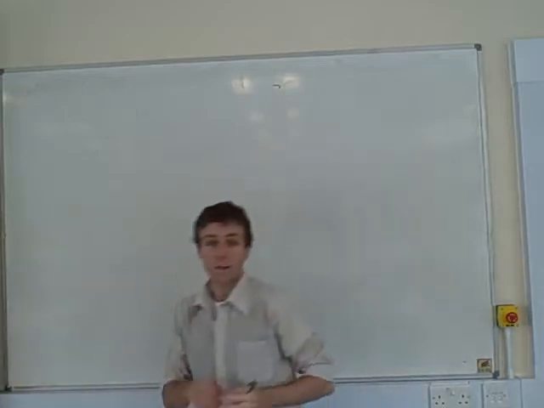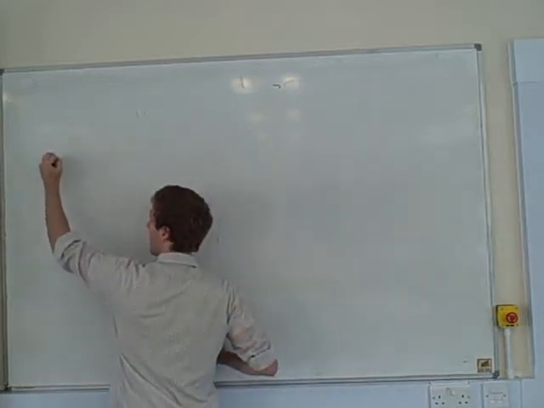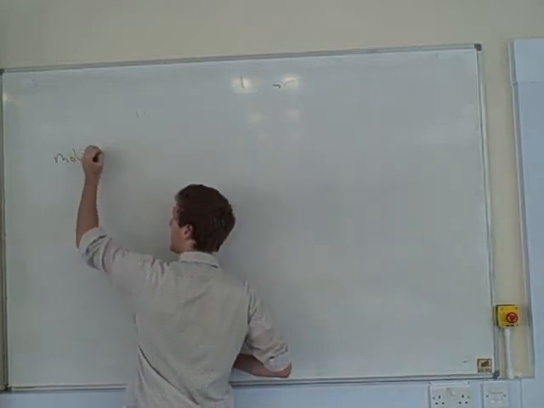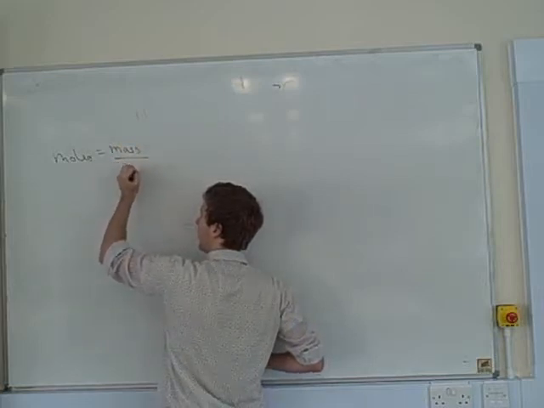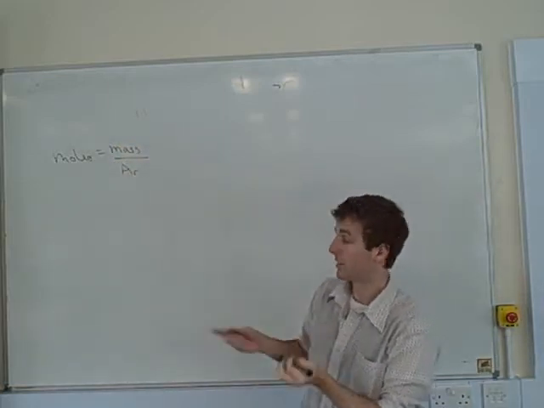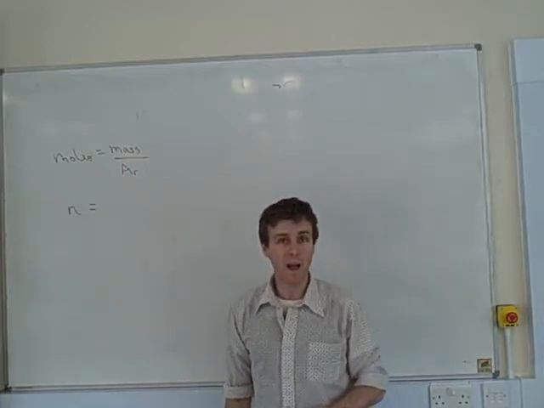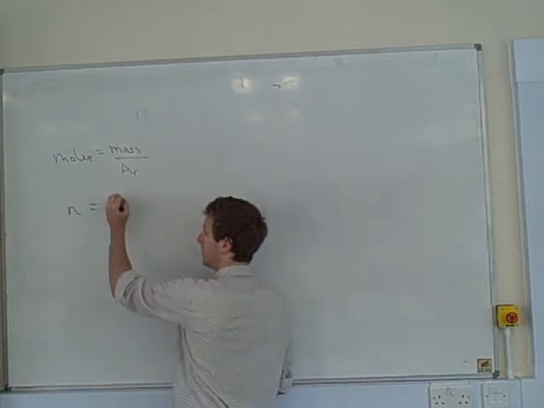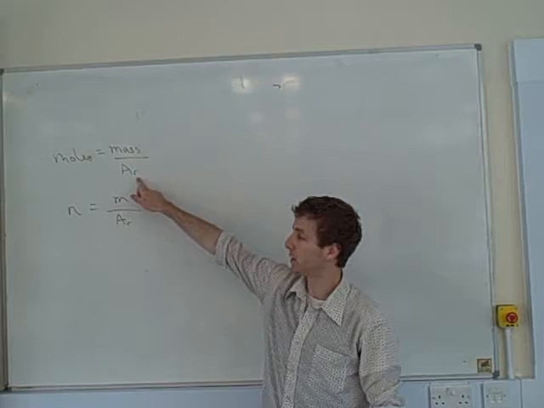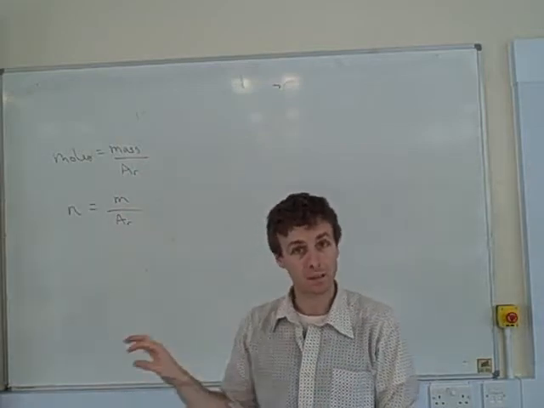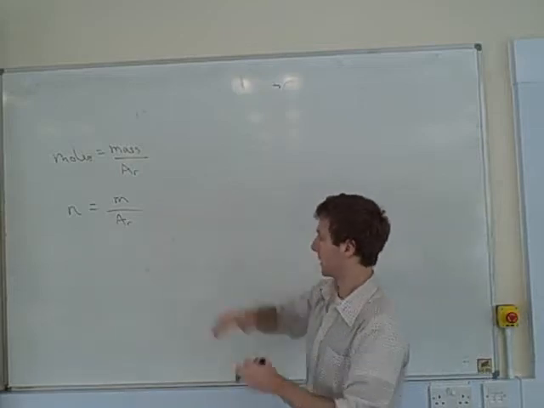Okay, so there are 3 main equations you need to know for chemistry, and they are moles equals mass over Ar. The symbol for moles is just n, the symbol for mass is m, and Ar just has a symbol Ar. Ar is the relative atomic mass. It's basically the mass number from the periodic table. Now, we'll just leave it as that for now.